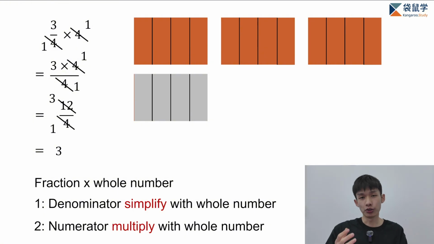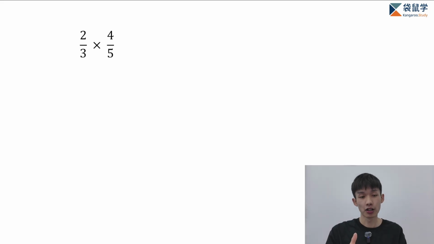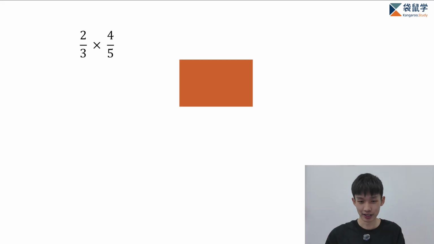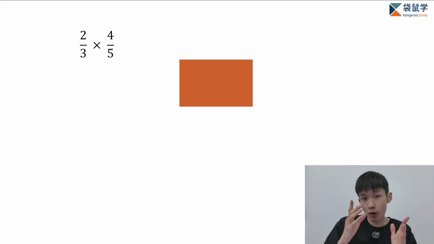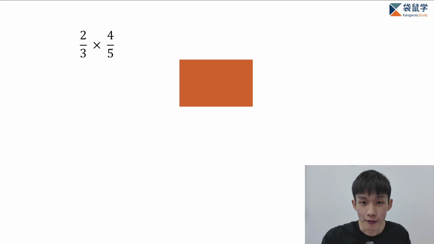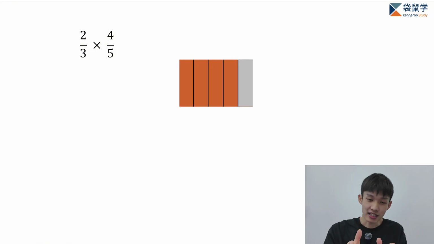Now we understand how to do fraction times whole number, but how about fraction times fraction? For example, 2/3 times 4/5. Still, let's use the lasagna as the example. Now this time, that represents 1 whole lasagna, but what we have is not 1 whole, but 4/5 of a lasagna. How to show it? Just cut into 5 and we take 4 of them. That's the 4/5 lasagna we have.